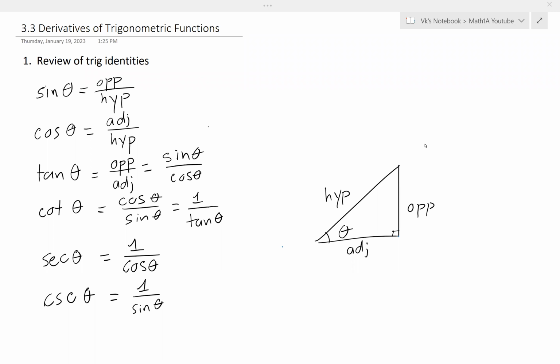Hi everyone, welcome to Differential Calculus. Today we explore lesson 3.3, derivatives of trigonometric functions. Number one, let's review on trig identities.